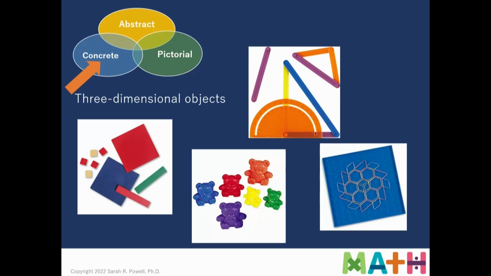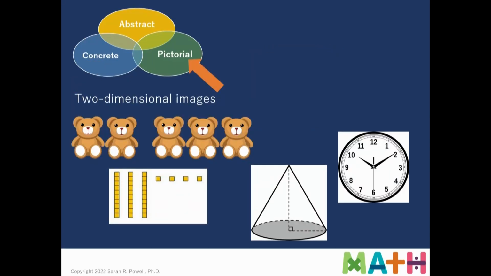So on this slide, you see some examples of algebra tiles, of the counting bears, of angle legs, and of the geo board. In the pictorial, these are two-dimensional, so they're flat images. Students might see them on a screen or on their tablet. They might see them in a workbook or on some type of worksheet. But these are two-dimensional images that can also be used to explain and understand math concepts and procedures.